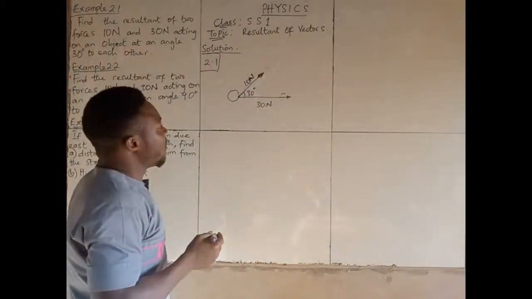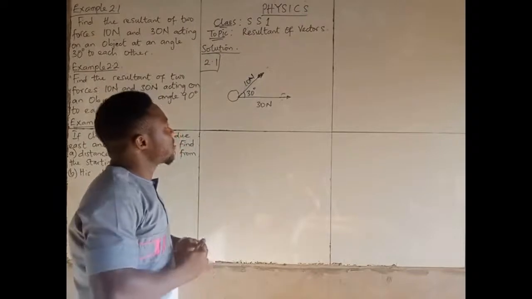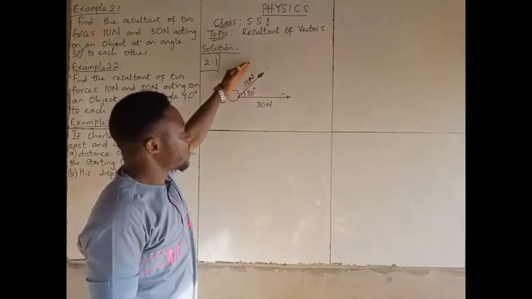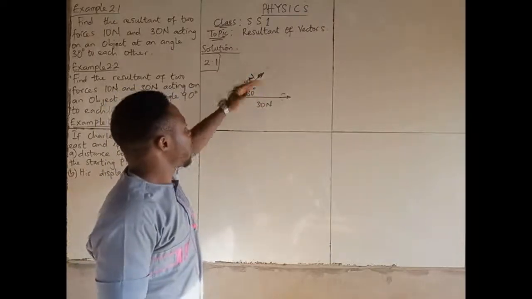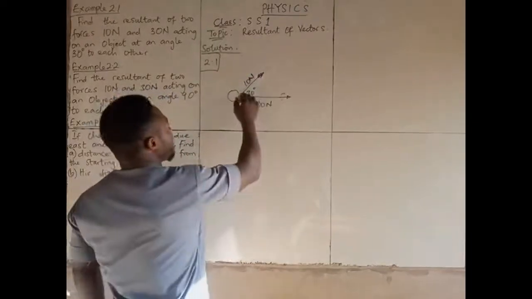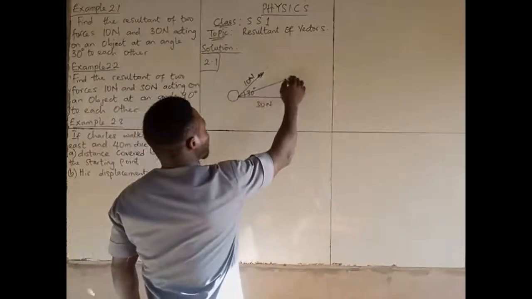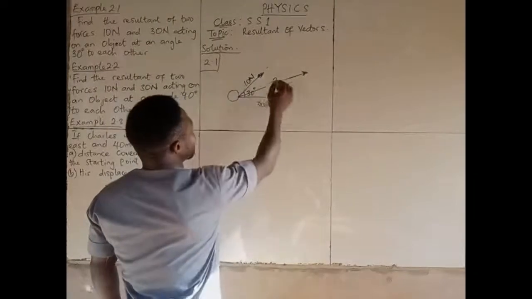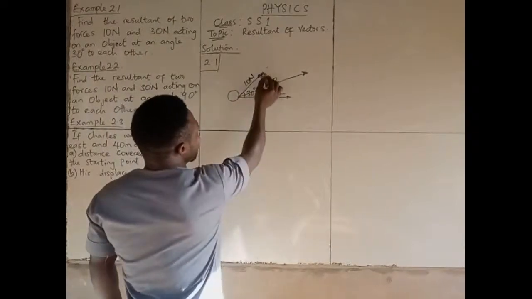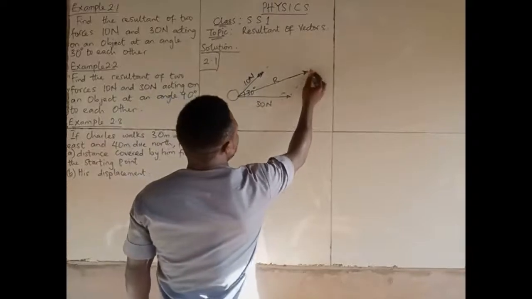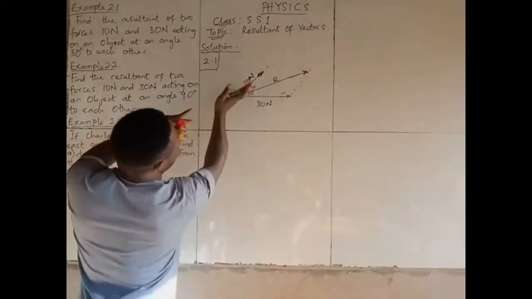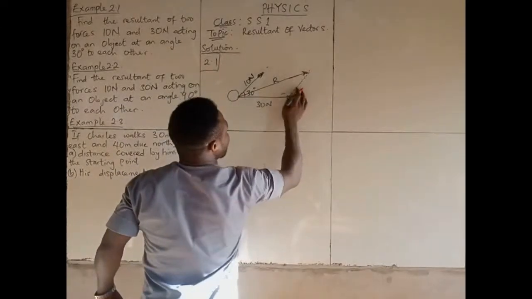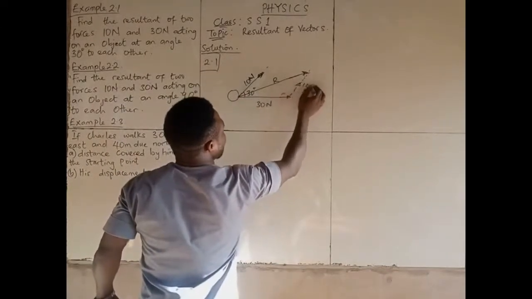Recall your parallelogram law of vector. Parallelogram law of vector says that if you have two vectors like this, then they are represented by the adjacent sides of the parallelogram. Then the resultant is drawn from a common point. R is drawn from the common point. You can trace this 10 Newton to this side. Trace it. You see the way it aligns, the angle it makes. Make sure you draw it exactly here. And that is your 10 Newton.